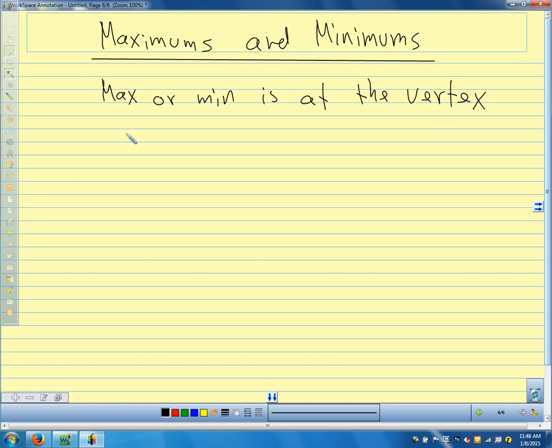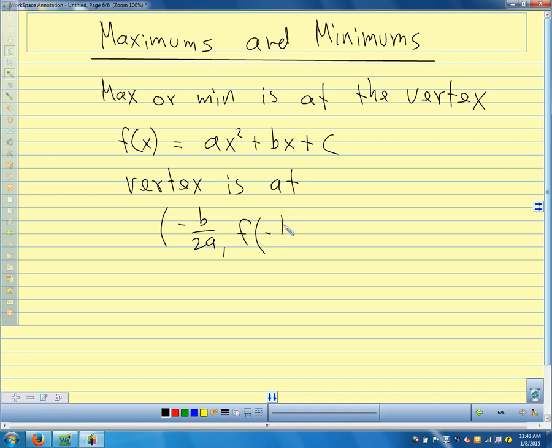A shortcut to find the vertex. So if we have f(x) = ax^2 + bx + c, the vertex is at the point (-b/2a, f(-b/2a)). So the vertex is here. The maximum value is asking you for the function value, for the y value. So if the problem asks you for the maximum value, it's asking you for the y value. So the maximum value is the y value.